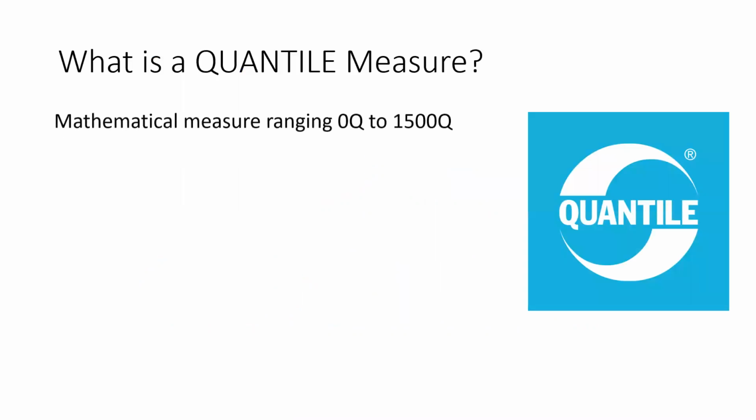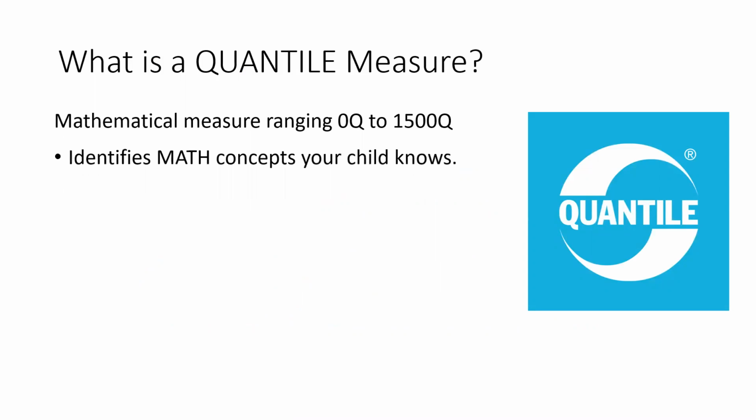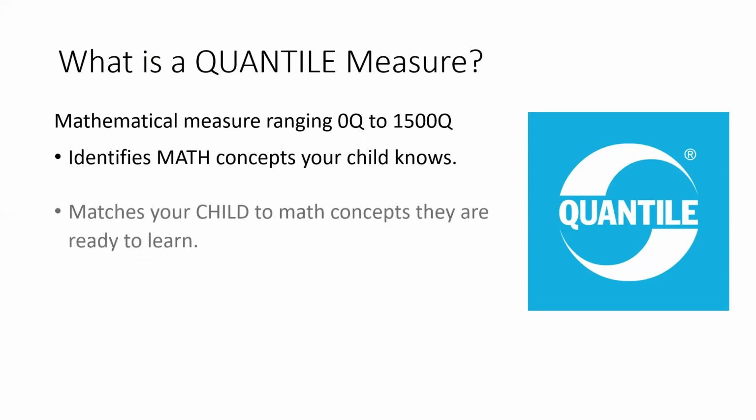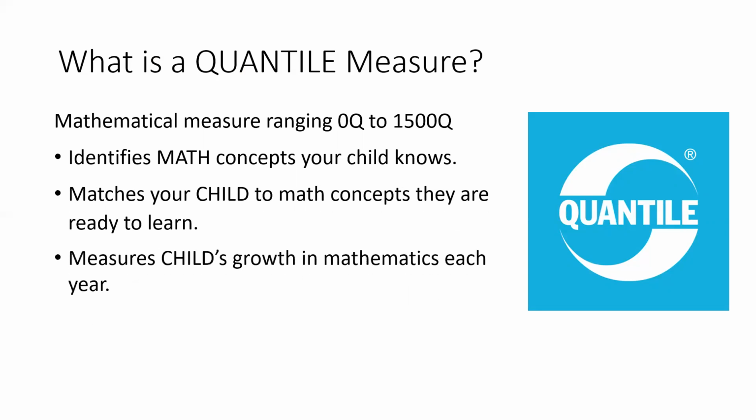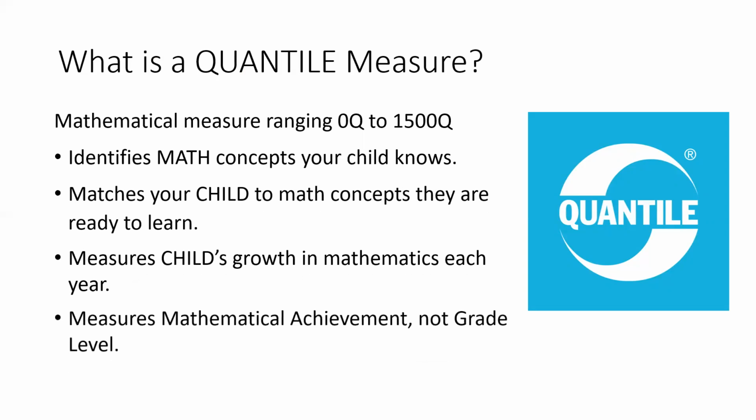A quantile measure is a mathematical measure ranging from 0Q to 1500Q. A quantile measure identifies what math concepts your child knows. This measure will then match your child to math concepts they are now ready to learn. You can use your student's quantile measure to compare your child's growth each year in mathematics. Quantile will measure your child's mathematical achievement and is not tied to a specific grade level.